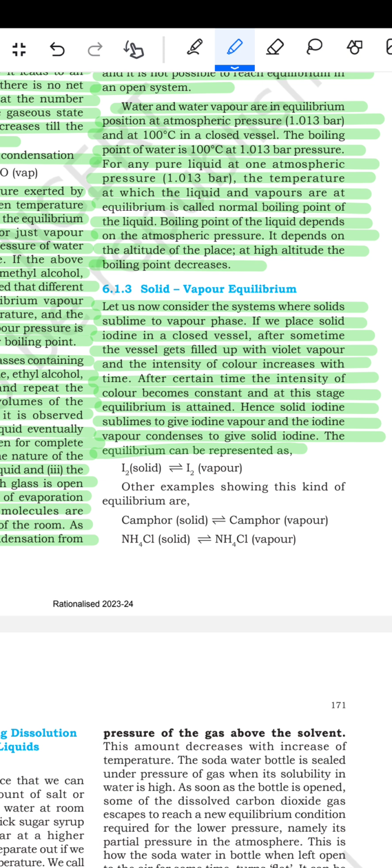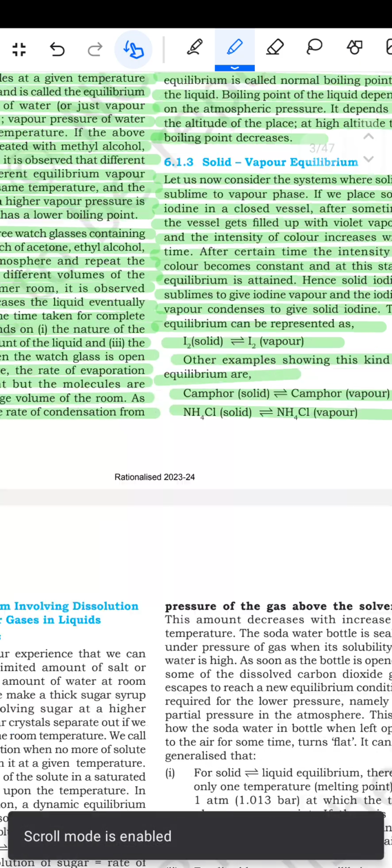The equilibrium can be represented as I2 (solid) ⇌ I2 (vapor). Other examples showing this kind of equilibrium are camphor solid ⇌ camphor vapor, and NH4Cl solid ⇌ NH4Cl vapor.